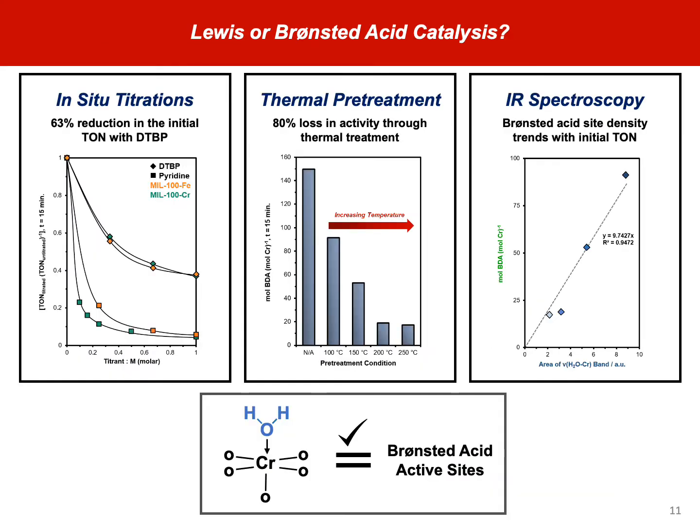So what we've seen so far is that using a combination of in situ titrations with both DTBP and pyridine and thermal treatment protocols and infrared spectroscopy data that tracks the hydroxyl vibration corresponding to these ligated water molecules, we're able to suggest that the Brønsted acid sites originating from these water molecules are responsible for acetalization performance. But this still leaves open the question as to why we have a fraction of sites that cannot be titrated by DTBP, which is a selective titrant for Brønsted acid sites.